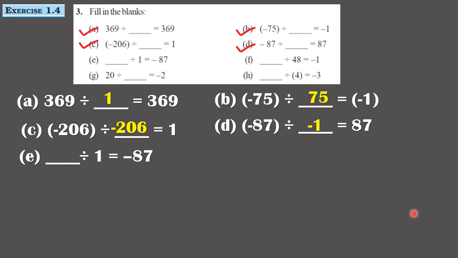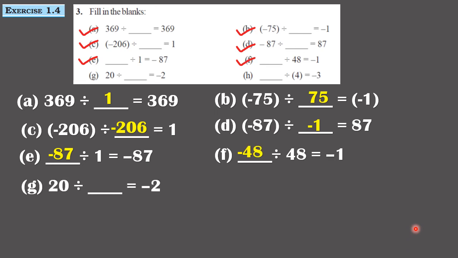Next, dash divided by 1 equal to minus 87. So here it is negative, this is positive, so this number should be negative. So negative 87. Next one, dash divided by 48 equal to minus 1. So here it is negative, so this should be negative 48.